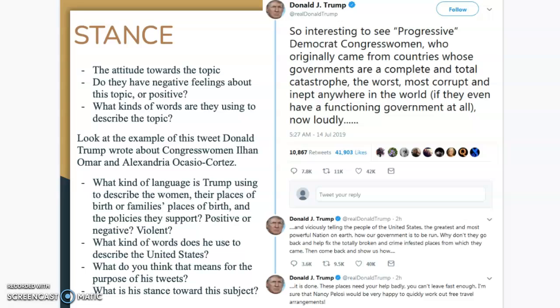And so you can tell that his purpose is obviously to elevate the U.S., to say that the U.S. is a lot better than these other nations, and by association saying, oh, well, these women who come from places that are so much worse than the U.S. have no right to tell us how the U.S. can become better. It shows his stance towards these women, their families, and countries is very negative, and his stance toward the U.S. is more positive.